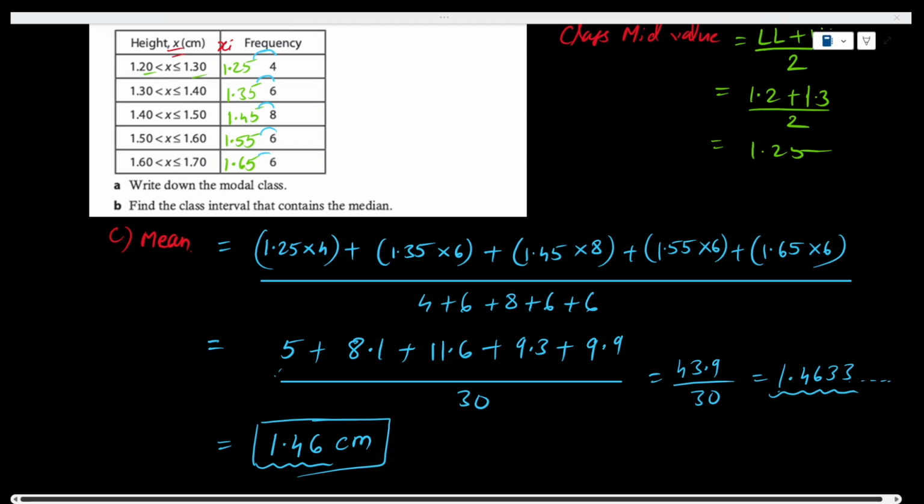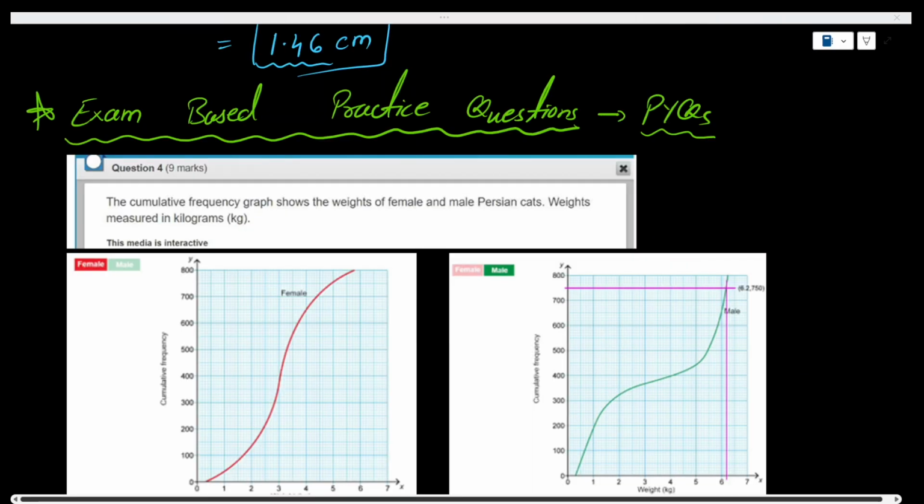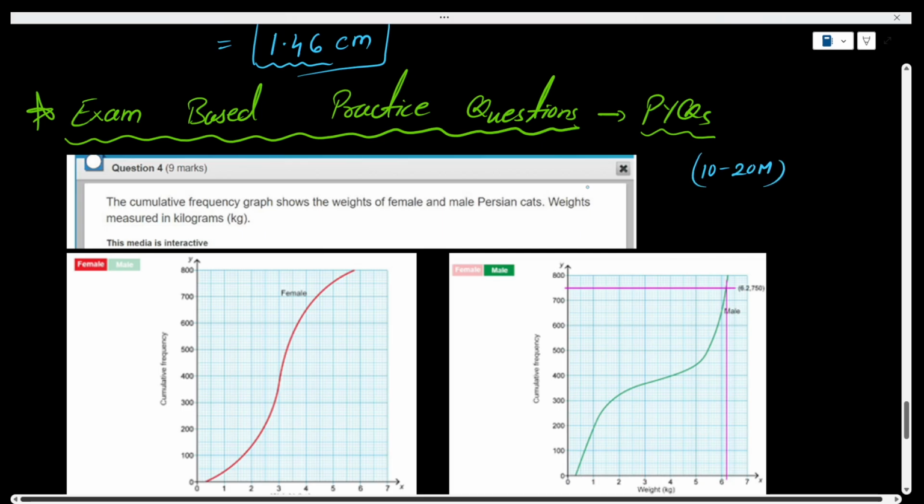Let's solve some exam based questions. Now this is your past paper question. So these are exam based questions. First you should know, whenever there is statistics, the marks allotted will be 10 to 20 marks, right? Mostly it will be 19 marks. So here it's a 9-mark question.